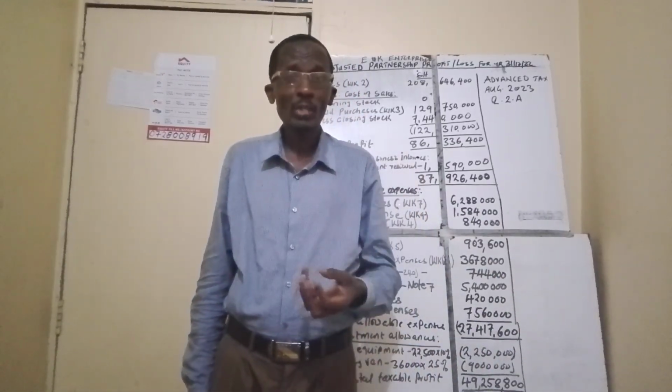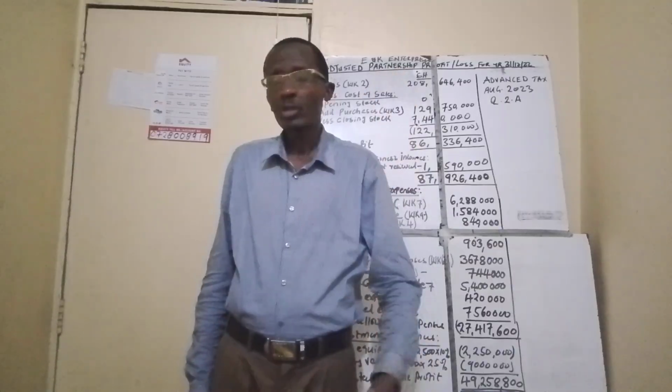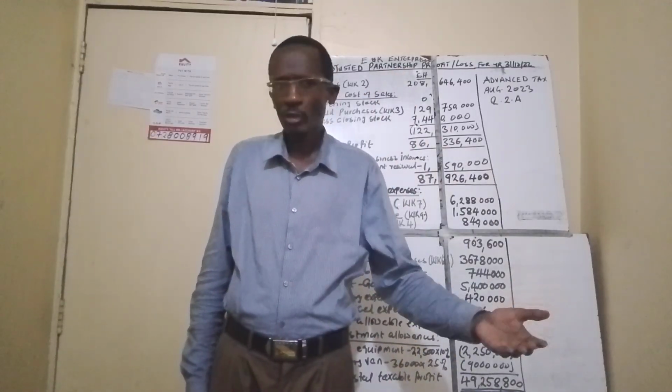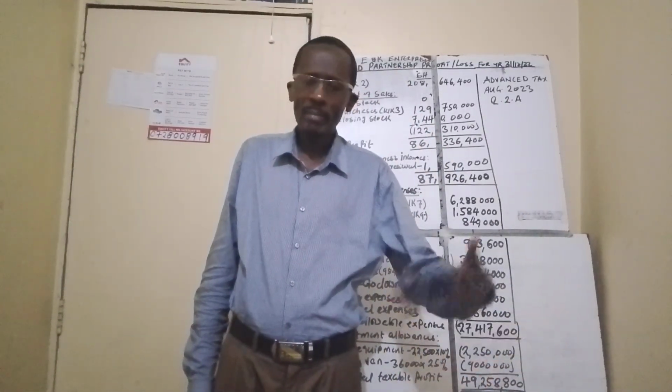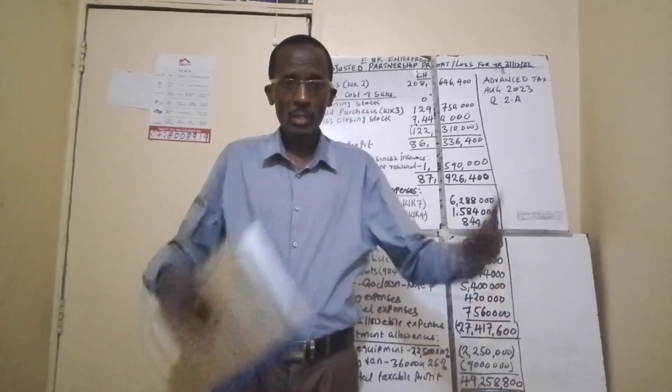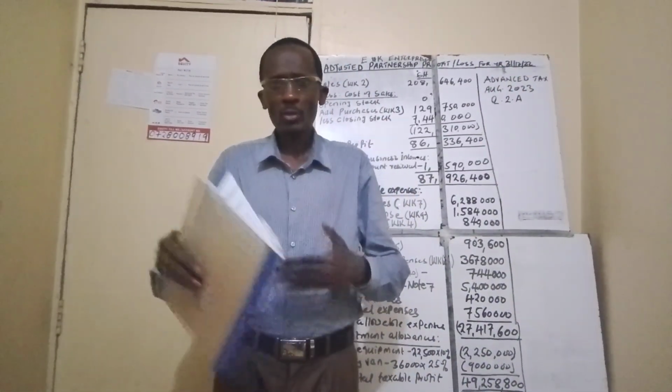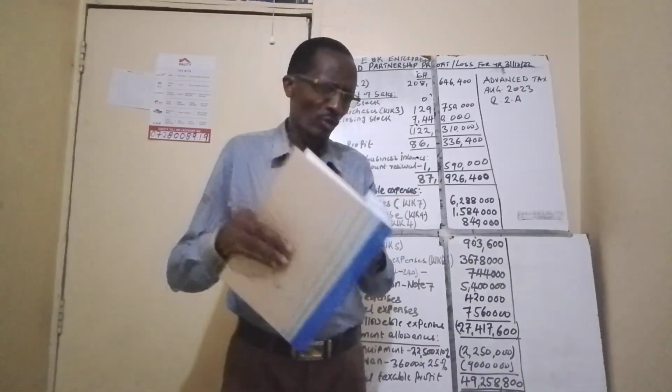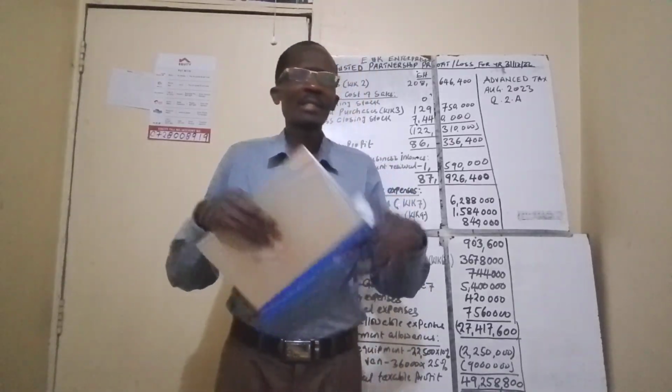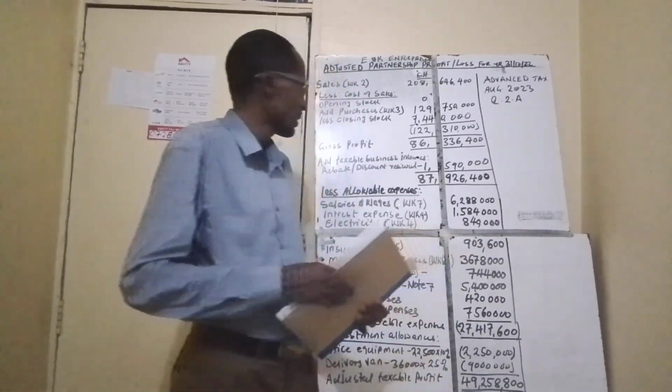We know cost of sales, we compute cost of sales by taking opening stock plus purchases minus closing stock. So if you get the sales minus cost of sales, you get the gross profit. So to that gross profit now, you add any other business incomes.